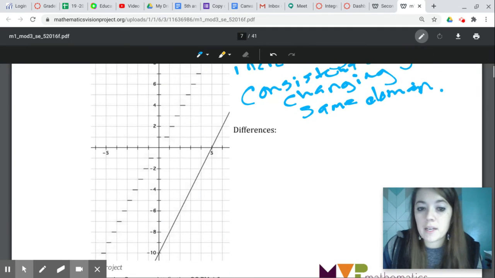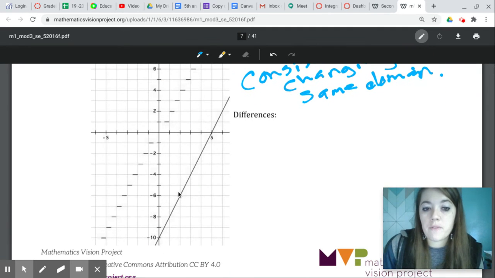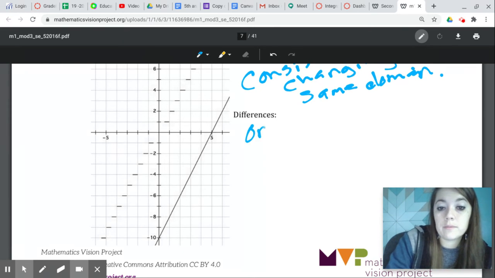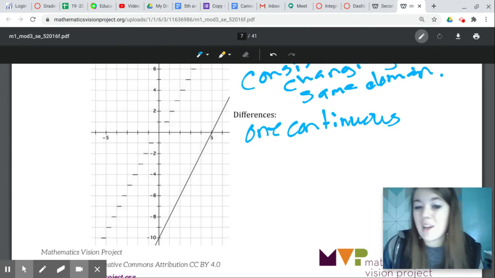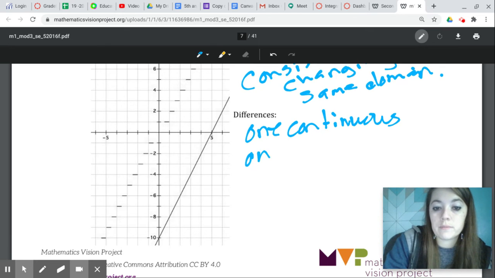Now, what's different? Well, notice we've got one that's a filled in line and one that's a collection of dashes. So one is continuous. The solid one would be the continuous one. And one is discontinuous.